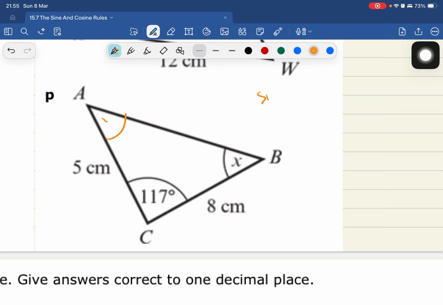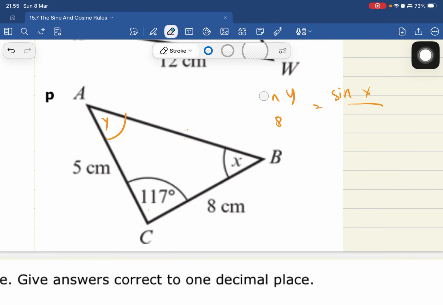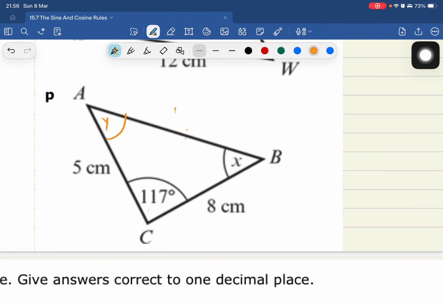So we'll use y. Sin y, we divide by 8, this is equal to 5... sin x. Okay, so let's use a cosine rule first to find this length of y.